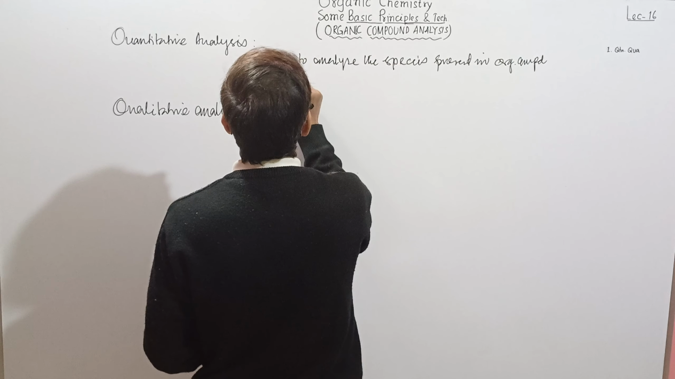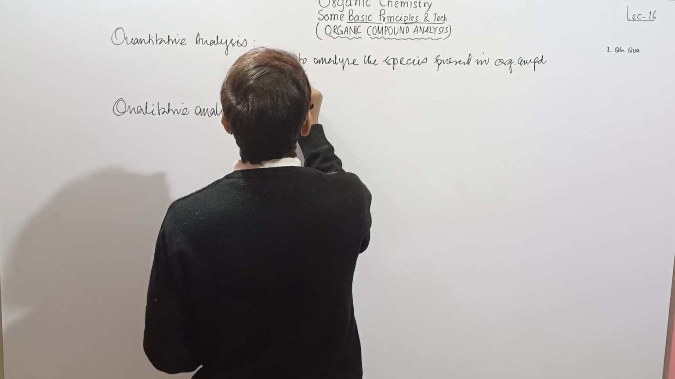And what is qualitative analysis? It is used to analyze the quantity, that is the amount of element present in organic compound. And the first one is used to analyze the species present in organic compound.